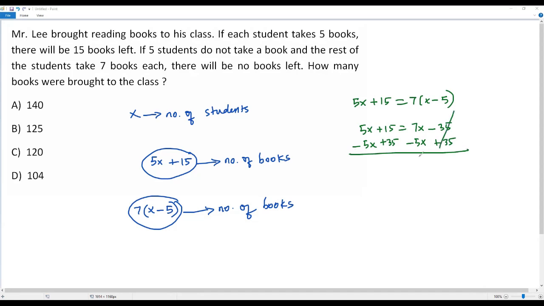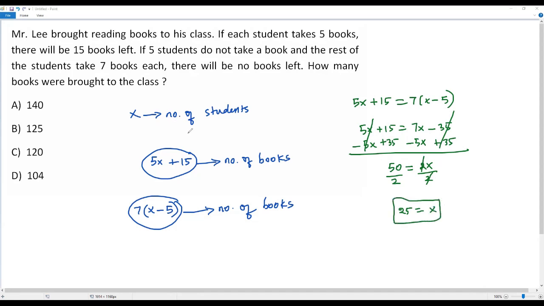When I do so, this -35 and +35 will cancel out. +5x and -5x will cancel out. When I combine +15 and +35, I'm getting +50. Here, when I combine 7x and -5x, I'm getting 2x. Okay, let me divide both sides of this equation by 2. This 2 will cancel out. When I divide 50 by 2, I'm getting 25. On the right side, we have x. Okay, here I got the value of x, that is 25.